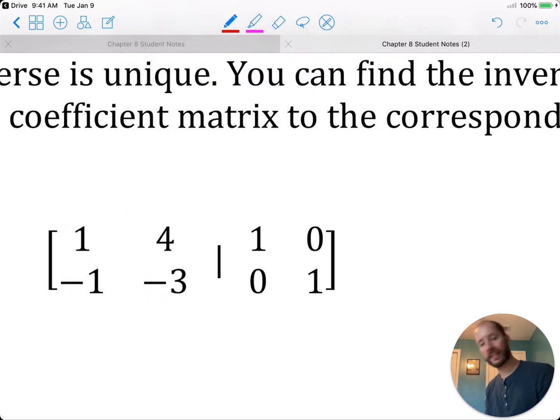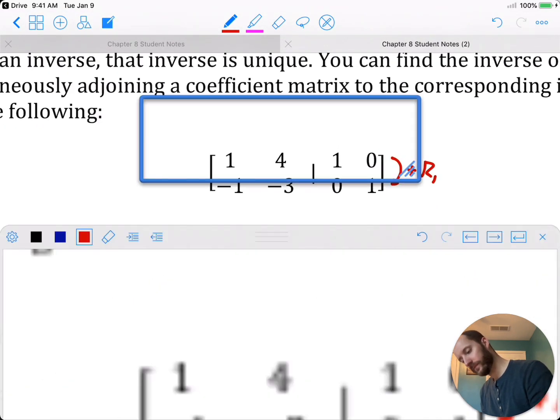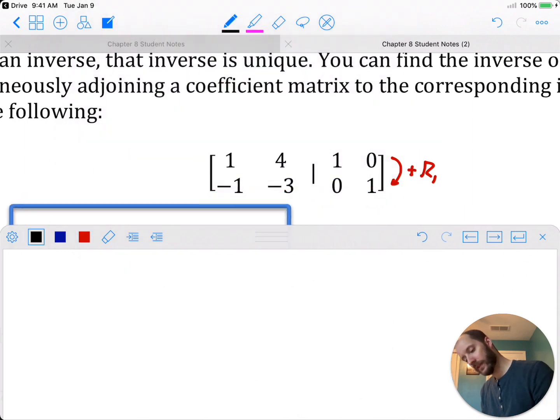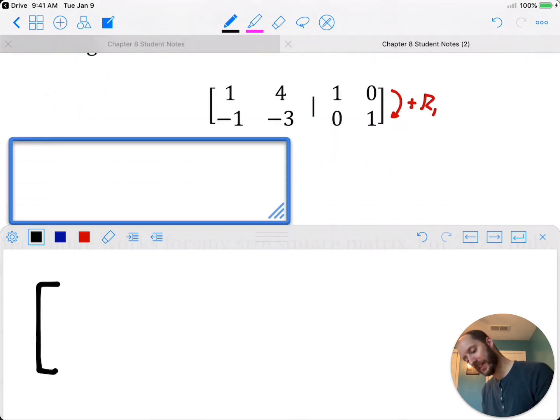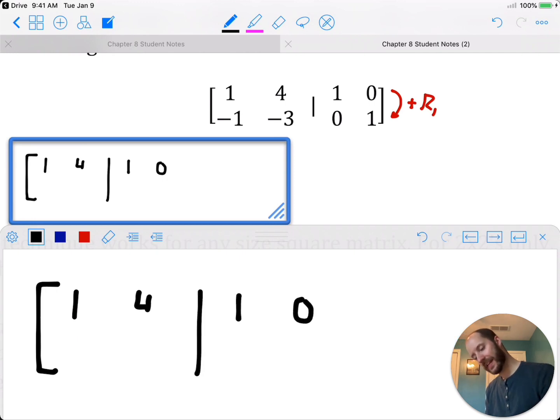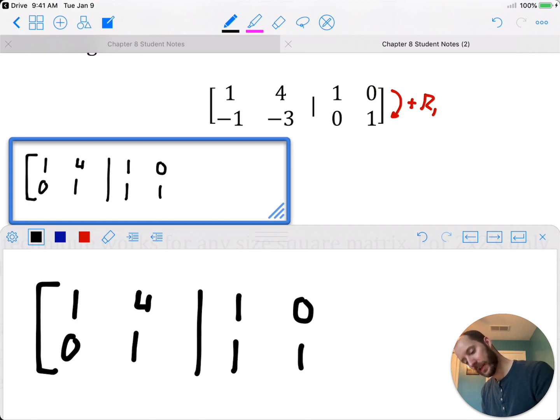So first, let's get rid of that -1 in the bottom left corner. Going to add row 1. So because we're adding into the second row, row 1 is not going to change. So 1 and -1 is 0, 4 and -3 is 1. That's nice. 1 and 0 is 1, 0 and 1 is 1. Okay.